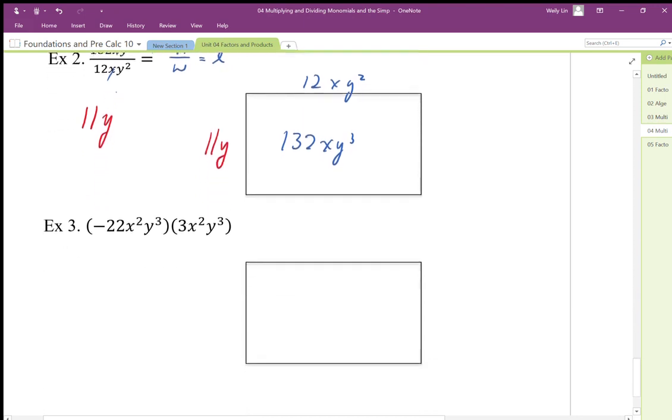Here, I'm going to multiply this out. So negative 22 times 3 is negative 66. X squared times x squared gives me x to the power 4. Y cubed times y cubed gives me y to the power 6. And so this is going to give me a length of negative 22x squared y cubed. This one piece, we're just going to group it all together as 3x squared y cubed. And then we get our area is the product.